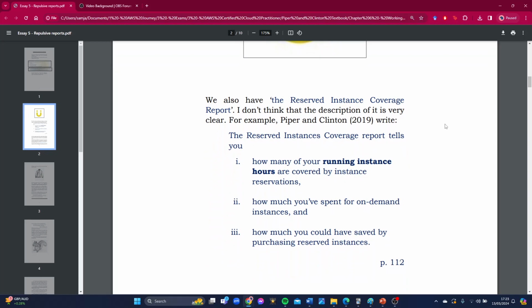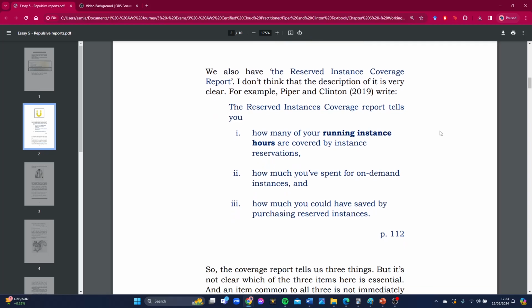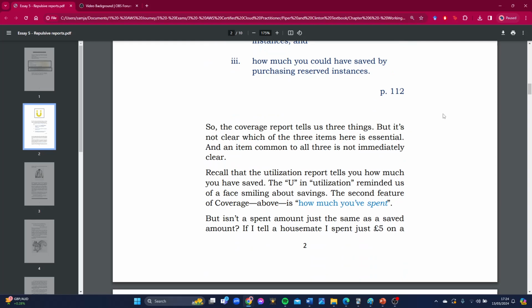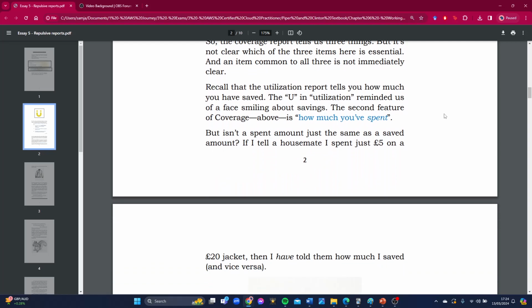We also have the reserved instance coverage report. I don't think the description of it is very clear. For example, Piper and Clinton write that it tells you 1. How many of your running instance hours are covered by instance reservations. 2. How much you've spent on on-demand instances. And 3. How much you could have saved by purchasing reserved instances. So the coverage report tells us 3 things. But it's not clear which of the 3 things here is essential, and an item common to all 3 is not immediately clear, or a common theme. It just seems a bit strange.